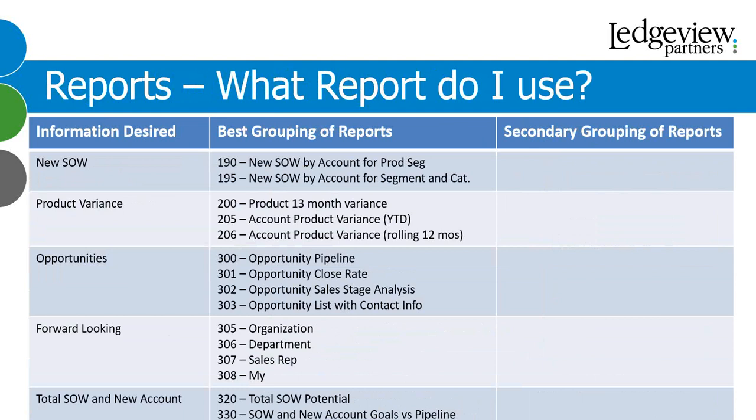Product variance. We have 3 great reports on product variance: 200, 205, and 206. They look at a 13th month variance, a year-to-date product variance, and then a rolling 12-month variance. So it gives you 3 different options to pull that information.